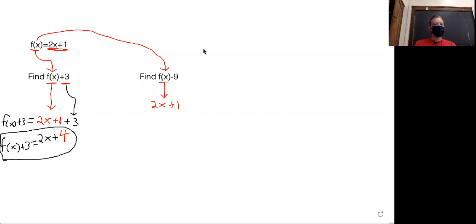Just like in the last problem, I also did not change this number that was subtracted on the outside. This minus 9 is going to stay exactly the same. So that minus 9 stays exactly the same on the end. All I did was replace the f of x with 2x plus 1. I substituted in the function that I already knew.